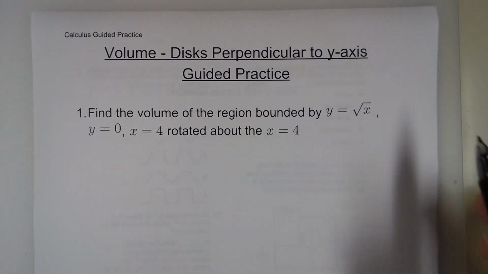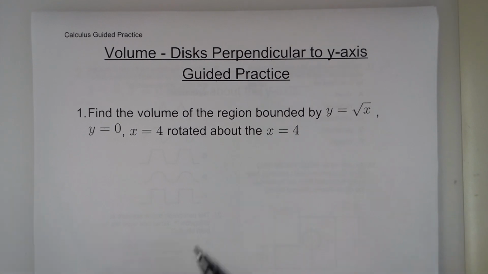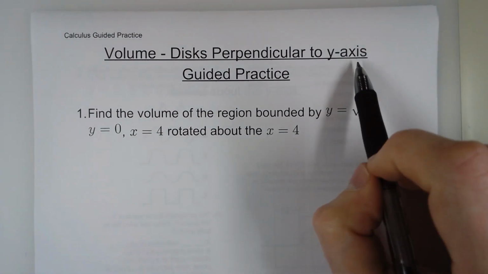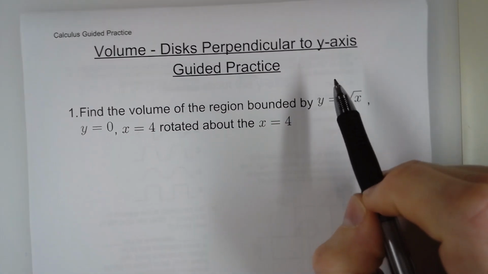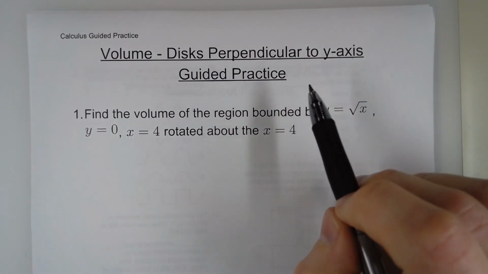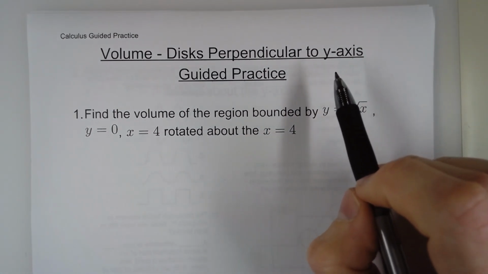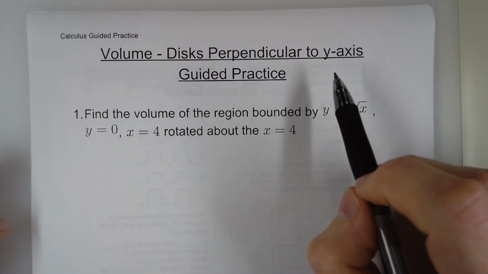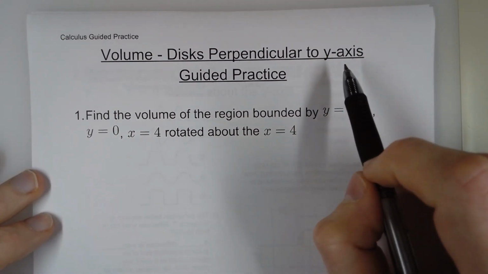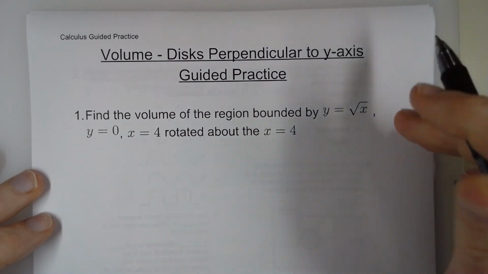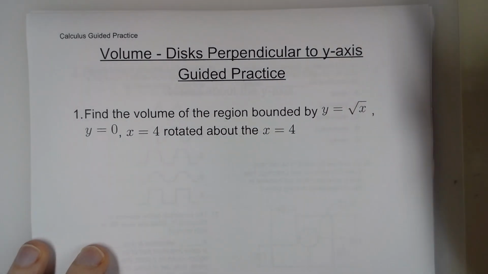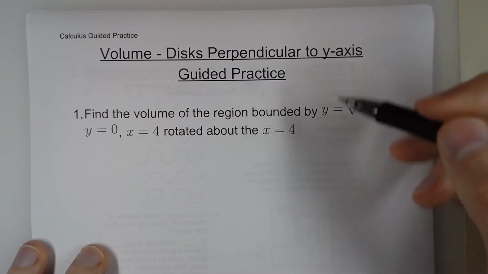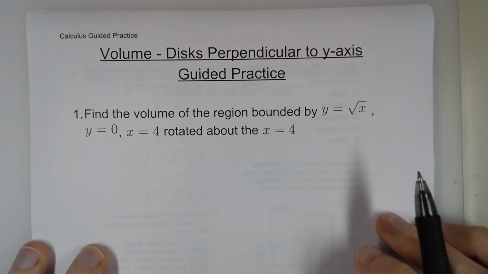Now today we're dealing with finding volume when we have disks that are perpendicular to the y-axis. So this is very similar to the previous video we did where disks were perpendicular to the x-axis. Now, like I said before, oftentimes calculus books will call this the disk method, and that's true. But basically, the idea is we're thinking of these as disc-shaped slices.